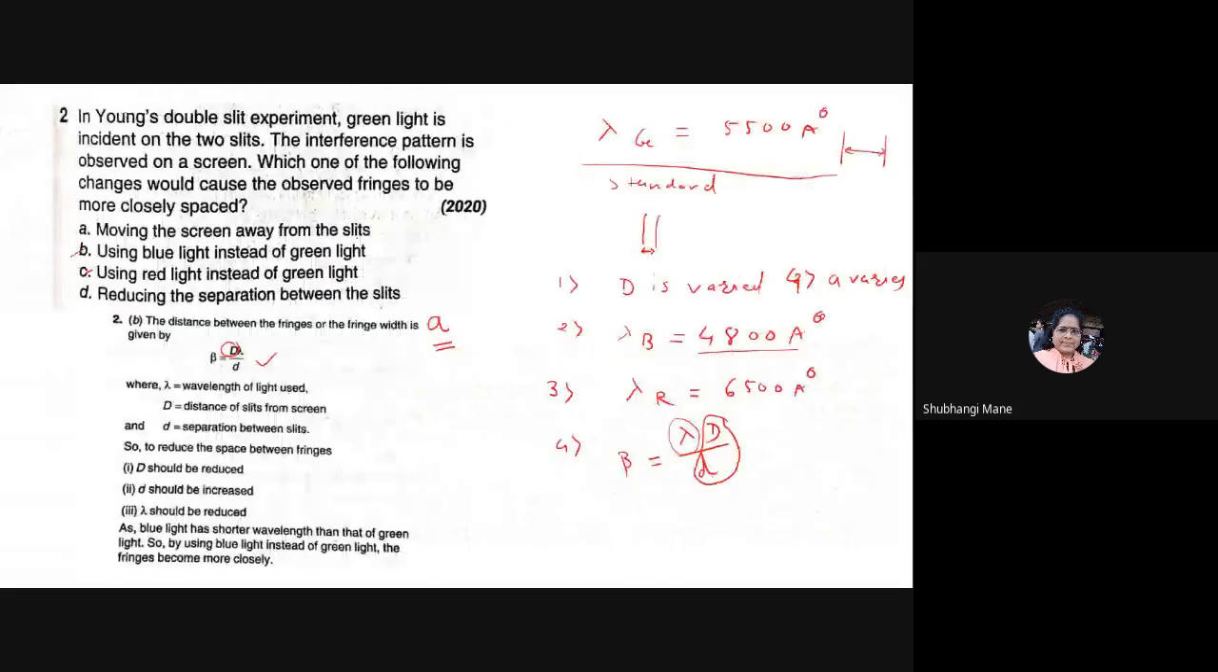Next, third example. Try to understand the example first. The light of wavelength lambda is incident on a slit of width d. The resulting diffraction pattern is observed on a screen at a distance of D.